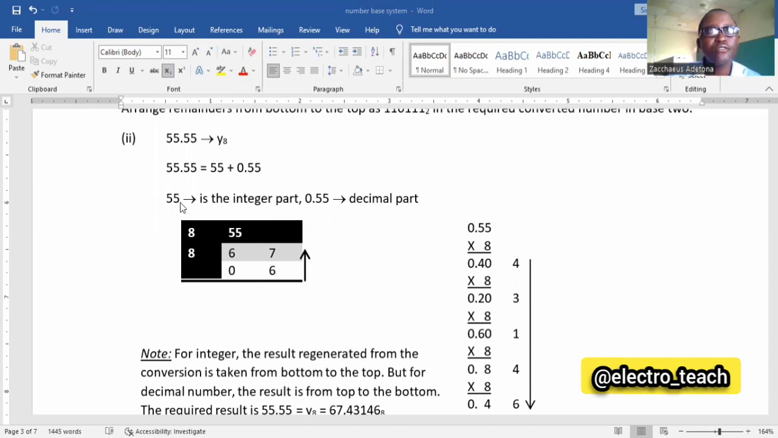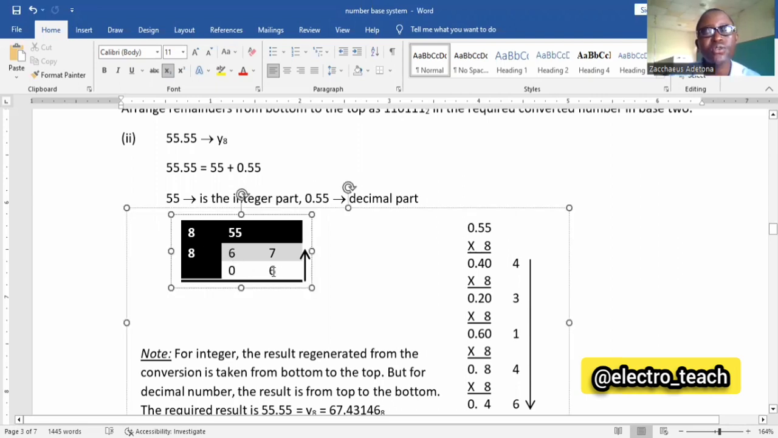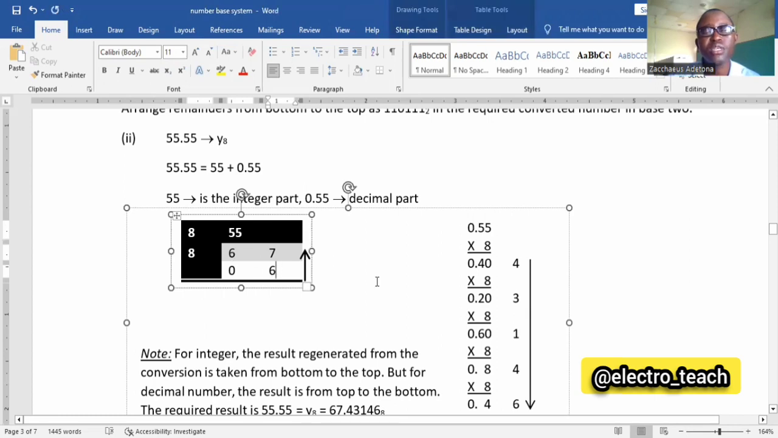Now the 55 can be handled by doing a long division, 55 divided by 8, and we write down the remainders. So first, 55 divided by 8, the answer will be 6, and the remainder will be 7, because 8 times 6 is 48. Then again, we use 8 to divide the answer here, which is 6. 6 divided by 8, the answer will be 0, and the remainder is 6. We carry the 6 itself out as the remainder.